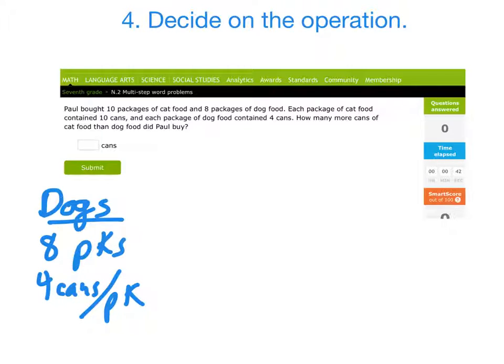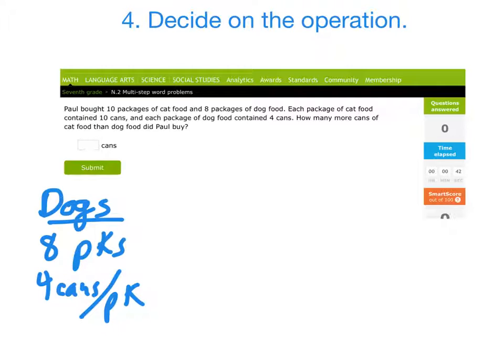So what operation are we going to perform here? I'm just keeping the information for dogs in this spot just so that we have room to do our work. And this problem isn't really difficult, but I want to show you how you can think through a problem when you're not exactly sure how to do it.